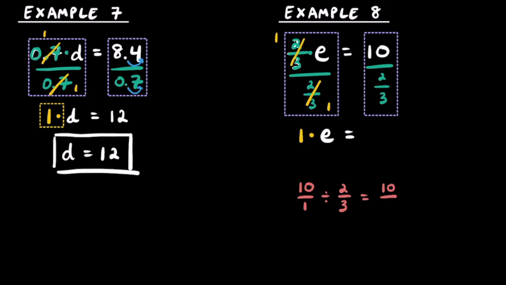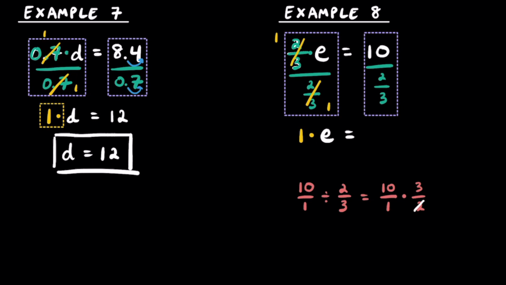We'll keep the first fraction alone and leave it as 10 over 1, and when we divide by fractions, the algorithm is just to multiply by the reciprocal of the second fraction. So we're going to take that 2/3 and flip it upside down to write 3/2. Now, we could just multiply across, but we could also cross cancel a little bit here.